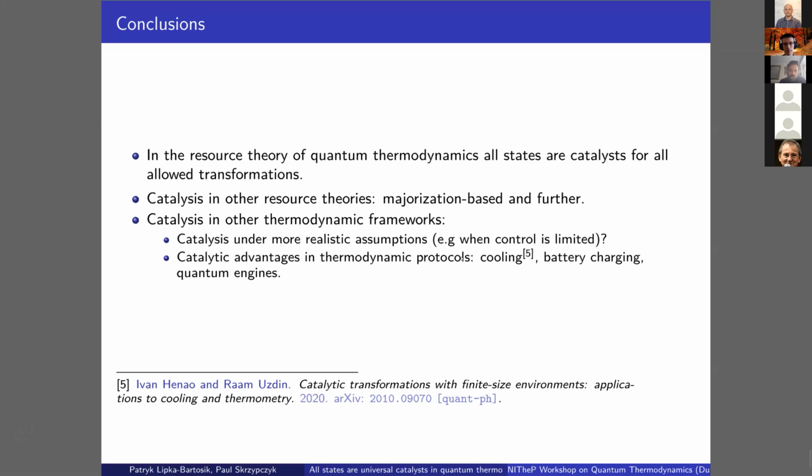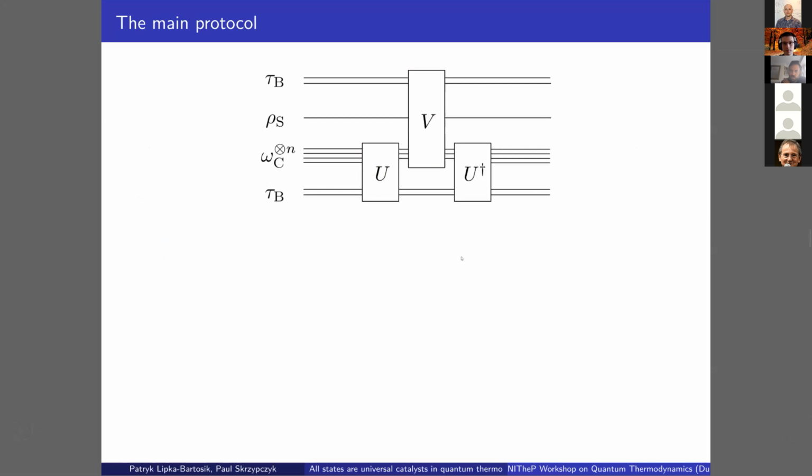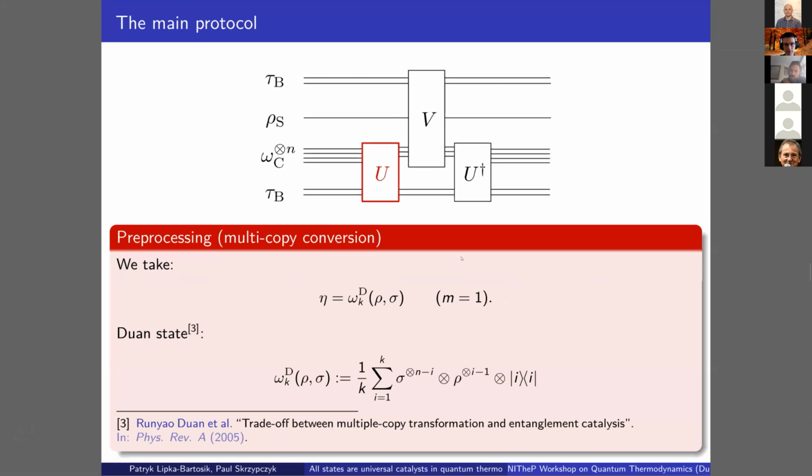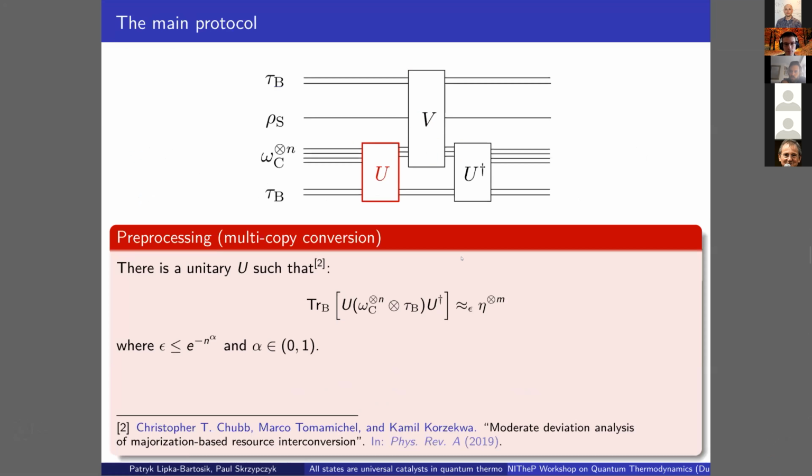I was curious about what you're presenting. So you're using this pre-processing and this post-processing to convert an arbitrary state into this Duan state, for instance, right? Right. And you get this exponentially decreasing error in the number of copies. So this n and alpha, are they both independent of the state in this bottom inequality, or do they depend on the state in the end?